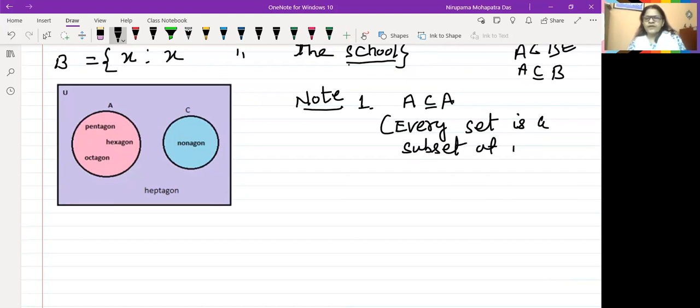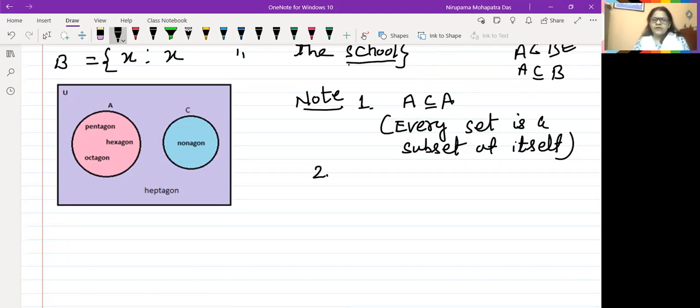It means if I write here set A, every element of set A is an element of set A. So A can be taken as a subset of A. But here we cannot write proper subset. We cannot write A is a proper subset of A because A is equal to A also. Right? So every set is a subset of itself.